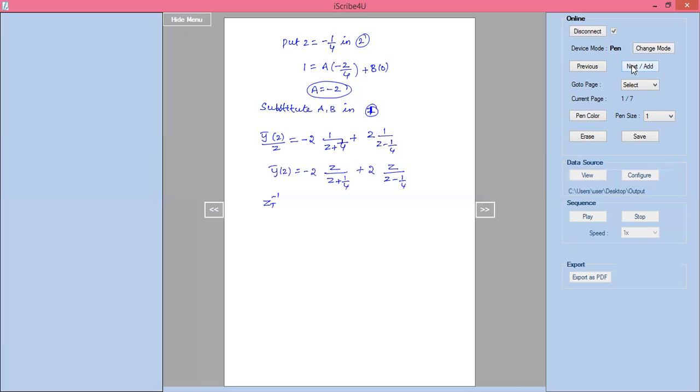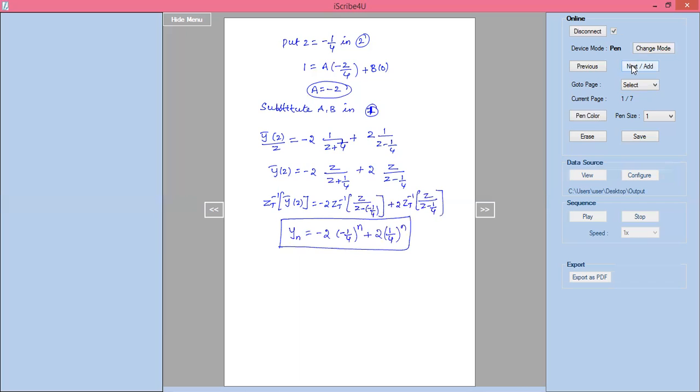Now we write Z inverse of y bar of z equal to minus 2 into Z inverse of z divided by z plus 1/4, which is minus 1/4 to the power n, plus 2 into Z inverse of z divided by z minus 1/4. So y(n) equal to minus 2 into (minus 1/4)^n plus 2 into (1/4)^n. Now this is the required solution for the given equation. If you want, we can take 2 outside and write it. Otherwise, we'll stop the problem here.